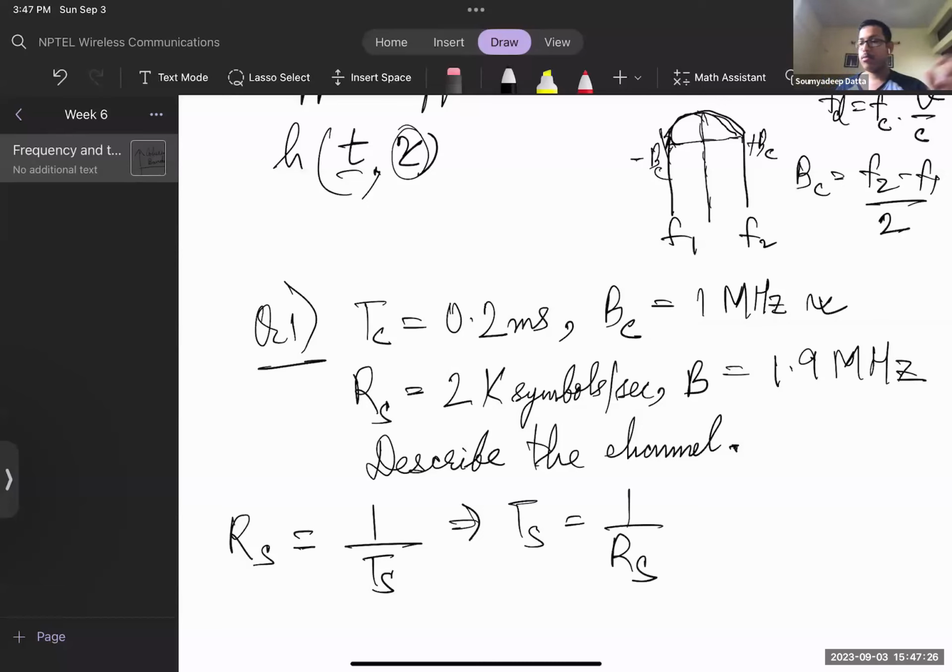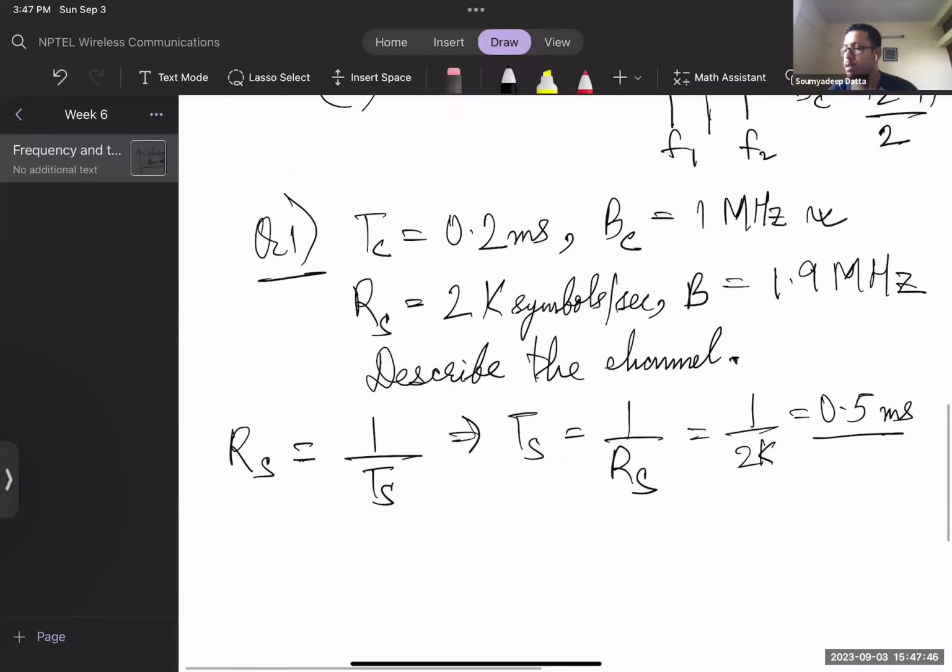Okay, I'm getting some answers. The answers that I'm getting are fast fading and frequency selective. Let's see. The symbol time here will be 1 by 2k, so that is 0.5 millisecond. And so I can compare that coherence time is less than symbol time, which means that the channel changes faster than the time it takes to send the signal. So this means that it is fast fading.